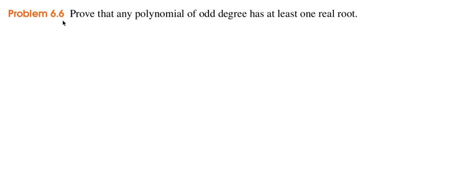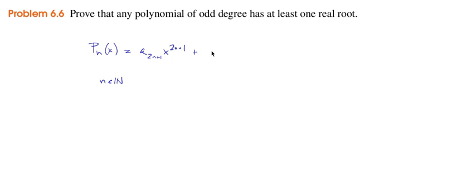Okay, so problem 6.6: prove that any polynomial of odd degree has at least one real root. If a polynomial has odd degree, let's call it Pn of x, it will be this kind of expression, where the degree of the highest term is going to be 2n plus 1. If n is a natural number, 2n plus 1 is guaranteed to be an odd degree.